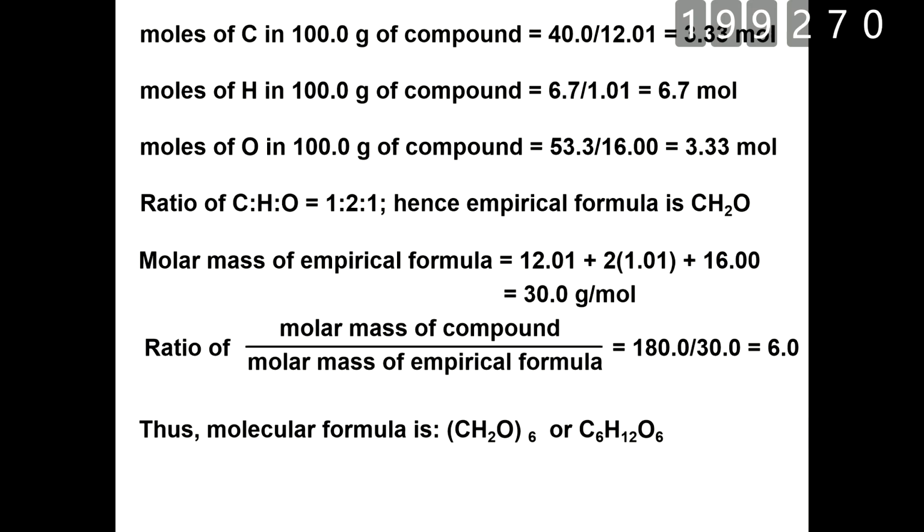Okay? After we get the empirical formula, we can calculate the molar mass of the empirical formula, which is 30. Then I just use the molar mass of the compound divided by the molar mass of the empirical formula. So we get 6. So 6 means the molecular formula is like this. Okay? And also this. No problem, right? Good.